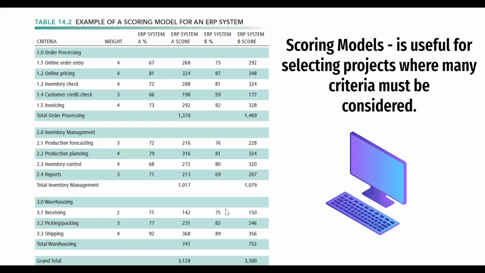In columns 3 and 5, it shows the percentage of requirements for each function that each alternative ERP can provide. As you can see, ERP system B has the highest total score. It is appropriate to cycle through the scoring model several times. You can change the criteria, you can change the weights, just to see how sensitive the outcome is to reasonable changes in criteria.